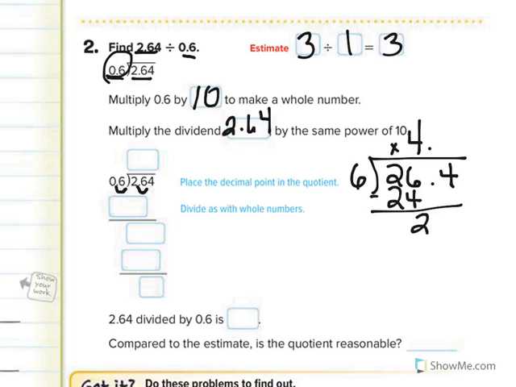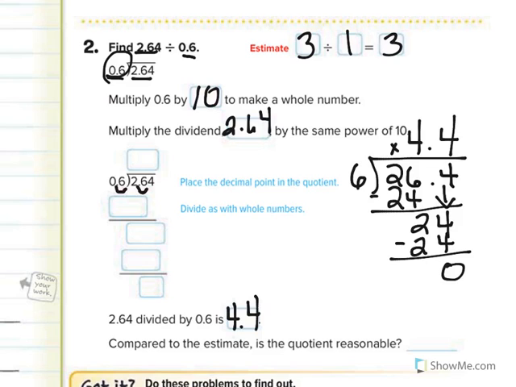Then I compare 2 is less than my divisor of 6, so I can bring down my 4 and keep going. 6 goes into 24 4 times. 4 times 6 is 24. I subtract and I get 0. So by doing this division, 2 and 64 hundredths divided by 6 tenths is 4 and 4 tenths.